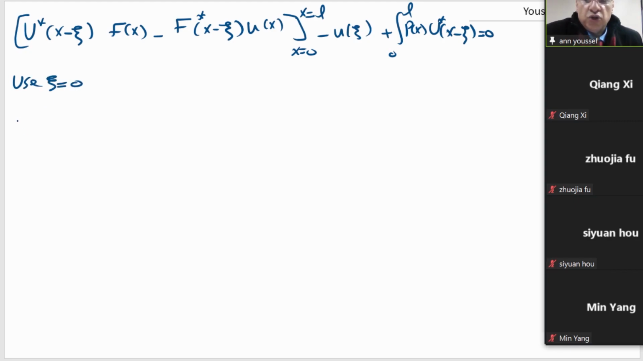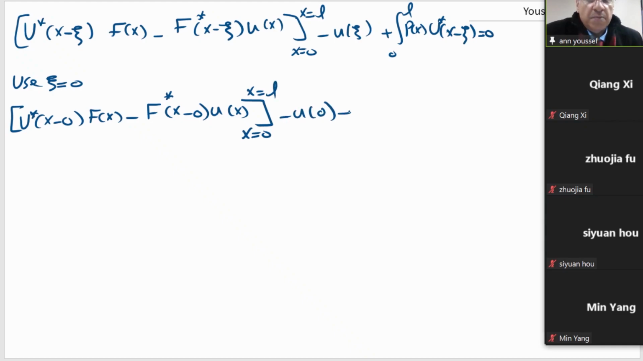equal to 0. So we'll have u asterisk of x minus 0 times f of x minus f asterisk of x minus 0 times u of x, here evaluated from x equals 0 to x equal L, minus u of 0 plus integral from 0 to L p of x times u asterisk of x minus 0, which is xi 0, equal to 0. So let us see what is the known and unknown. Before that, we will resolve this one.